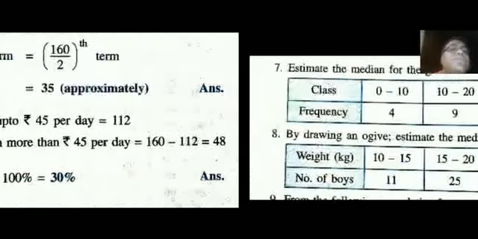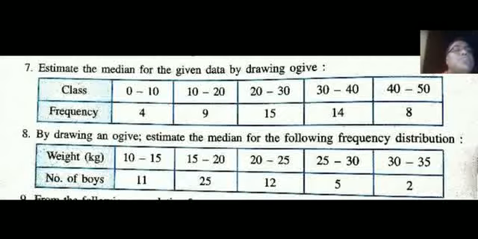Okay, clear? Next, you now have some questions to answer. Estimate the median for the following ogive. Plot the ogive and, from the drawn ogive, find the median. Class intervals are 0 to 10, 4; 10 to 20, 9; 20 to 30, 15; 30 to 40, 14; 40 to 50, 8. Similarly, another question: draw an ogive from the following distribution, weight in kg and number of boys: 10 to 15, 11; 15 to 20, 25; 20 to 25, 12; 25 to 30; 30 to 35, 2.